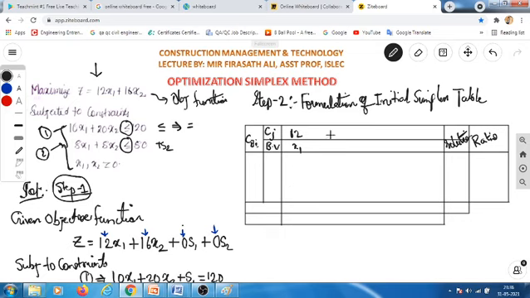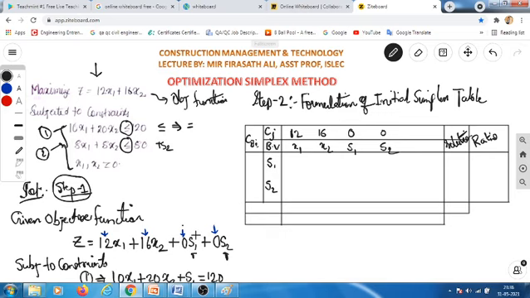So, basic variables we have written. The next is 16. 16 is the coefficient of x2. We have 0, which is the coefficient of S1, and again 0, which is the coefficient of S2. And what are the basic variables? Basic variables are S1 and S2.